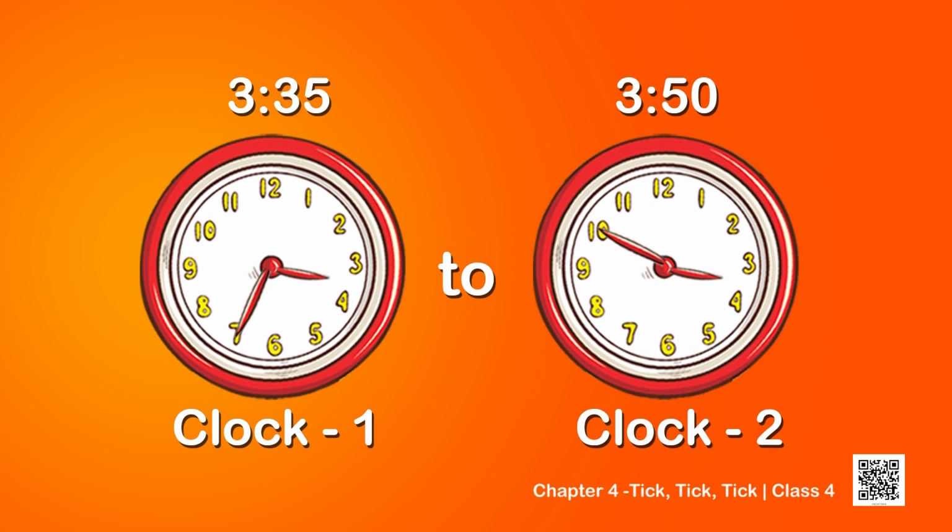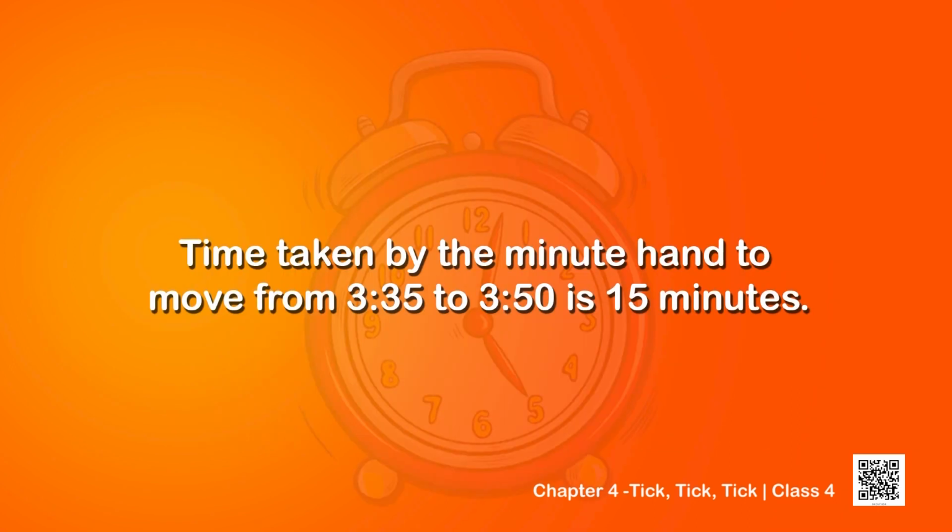Yes, some of you have got the answer already. Very good. What is it? Correct. You can see that the minute hand has moved from 7 to 8, then 9 and finally reached 10. That is 3 main divisions, which means totally it has moved 15 small lines, which means 15 minutes. So, the time taken by the minute hand to move from 3:35 to 3:50 is 15 minutes.